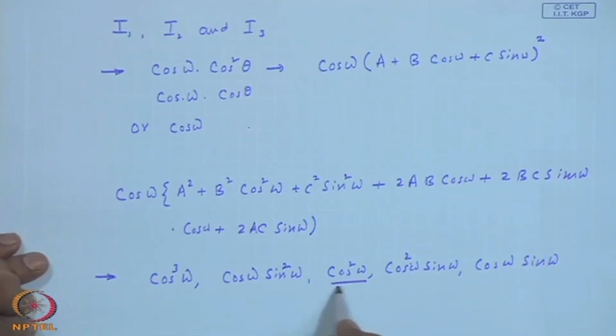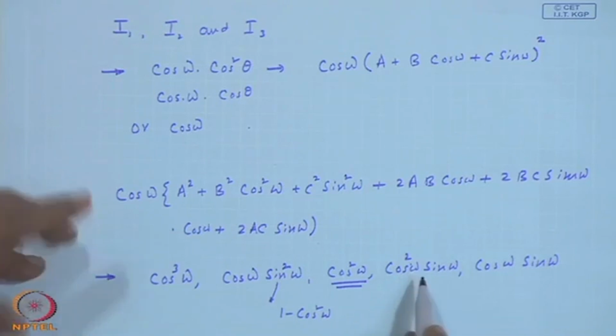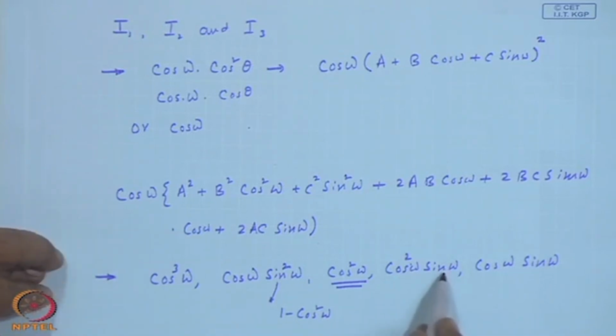This we have already done. This can be rewritten as nothing but 1 minus cos squared omega, which will give you a cos cube omega, and again this can be written as 1 minus sin squared omega. So, that will turn out to be a sin cube omega, which will be of same complexity as cos cube omega.